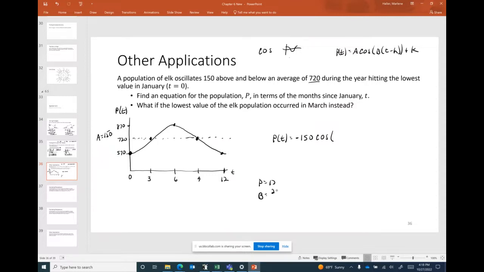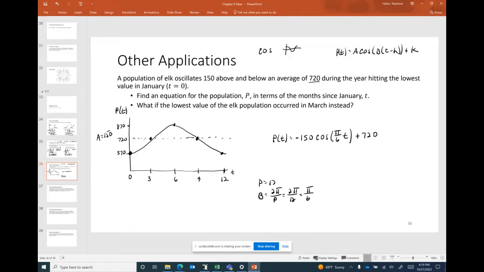All right, and since b is 2 pi over the period, it's going to be 2 pi over 12, or pi over 6. All right, so there's our period, pi over 6. The variable we're using is t. Do we have a horizontal shift? No, there's no horizontal shift, so I don't have to worry about h. But I do have a vertical shift, right? The midline's at 720, so I need to say plus 720. All right, so there's my formula, or my model for elk population as a function of time over a year.